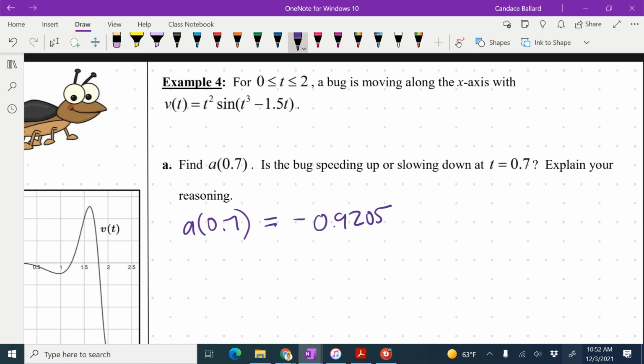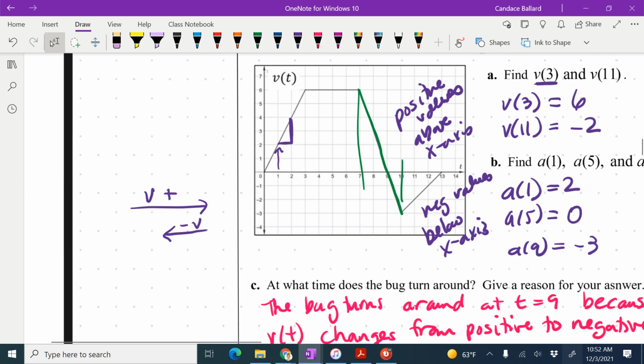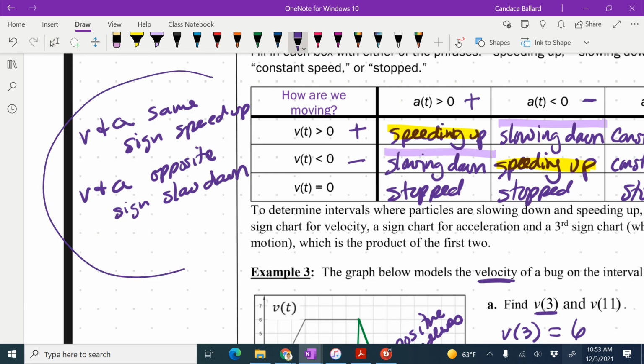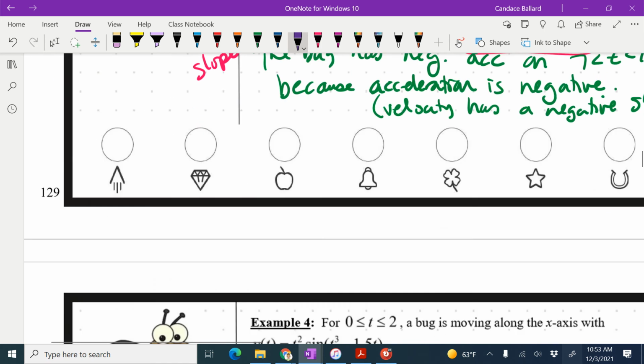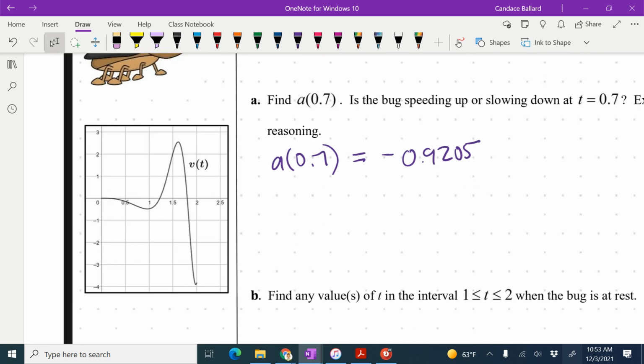All right, we talked about this a few minutes ago. To determine if the bug is speeding up or slowing down, what do we have to do? What did we write down out here? What do we have to check? We have to look at the signs of velocity and acceleration, right? If the sign is the same, it's speeding up. If the sign is opposite, it's slowing down. So I have the value for acceleration. What do I still need to find? I need to find velocity.